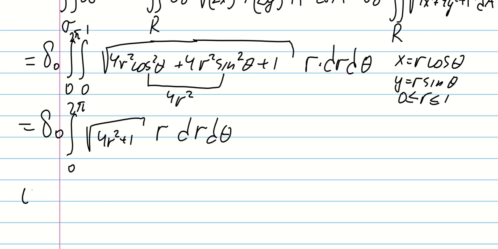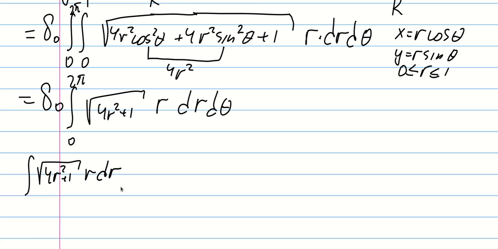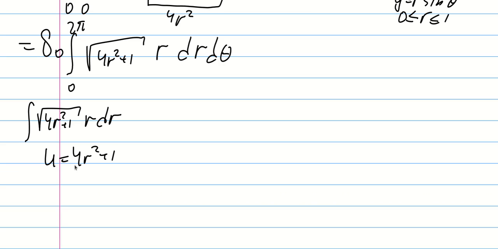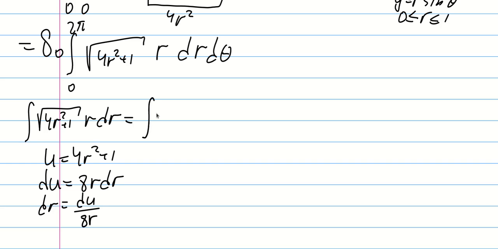Okay, so standard u substitution to find this integral. So let's find it on the side. Integral of the square root of 4r squared plus 1 times r dr. So we'll say u is equal to 4r squared plus 1. Then differential of u is 8r dr. And then dr is du divided by 8r. So the integral becomes u to the 1/2 times r, and instead of dr we put du over 8r.